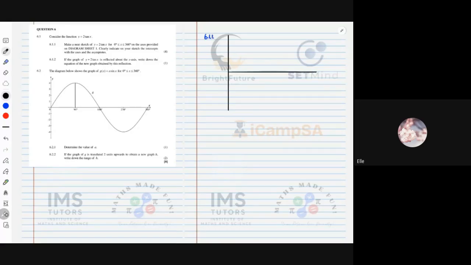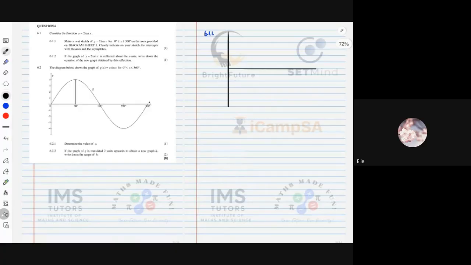We are going to sketch this function of tan. Let me just say 1, 2, 3. Or another thing that we normally do: remember that I said for the cos and sine function, we normally use intervals of 90 degrees. For the tan function, we normally use 45.